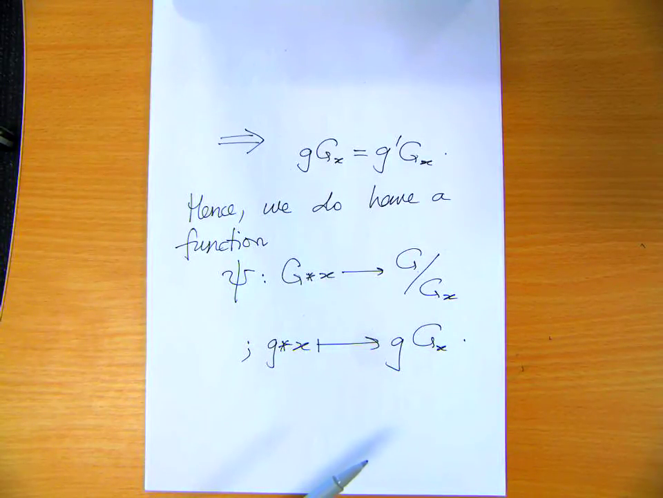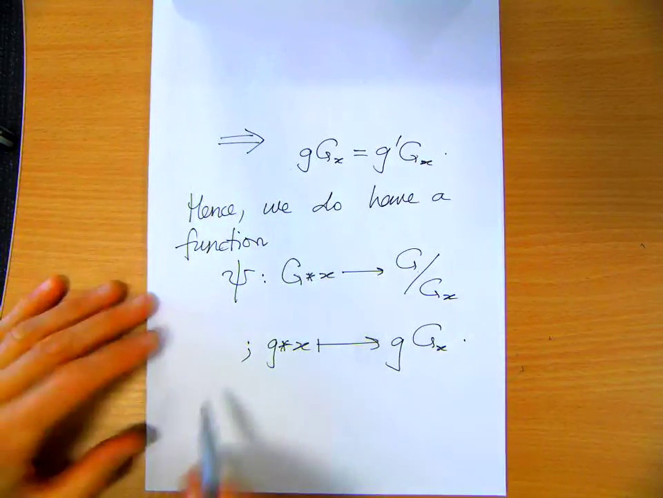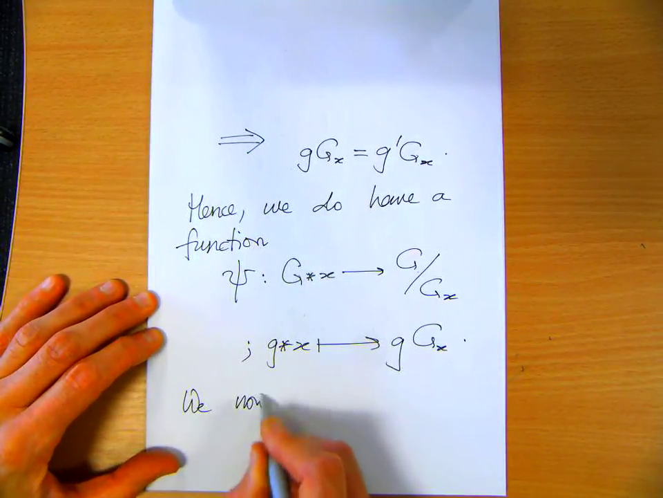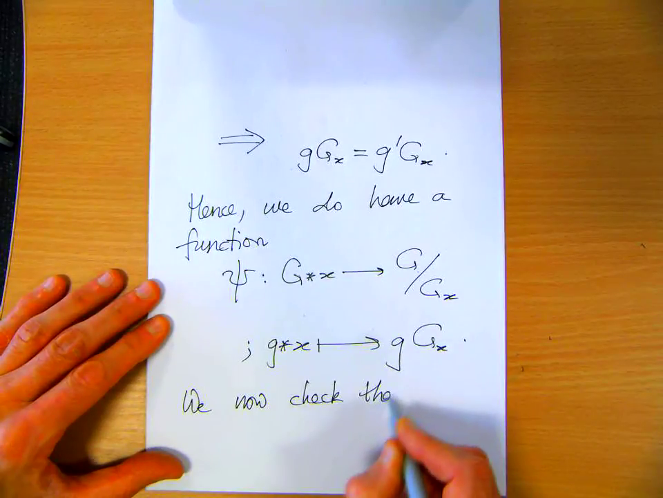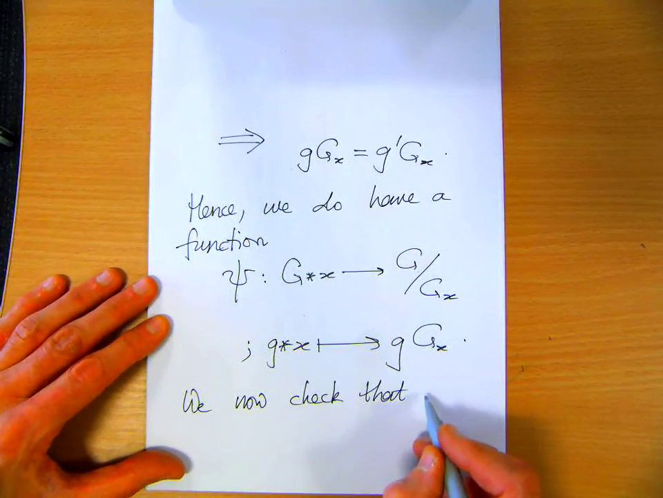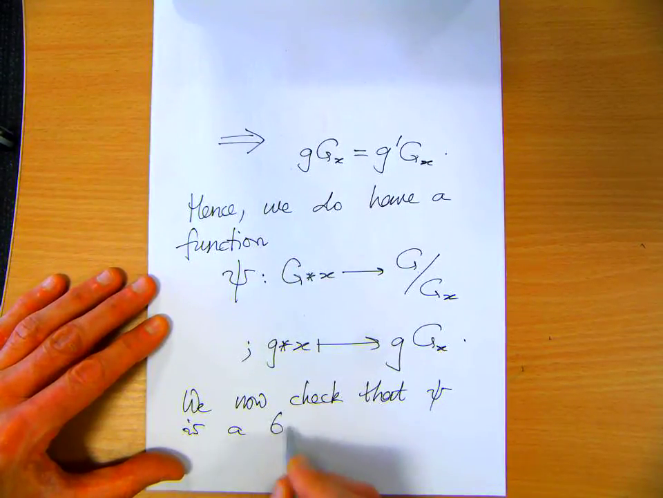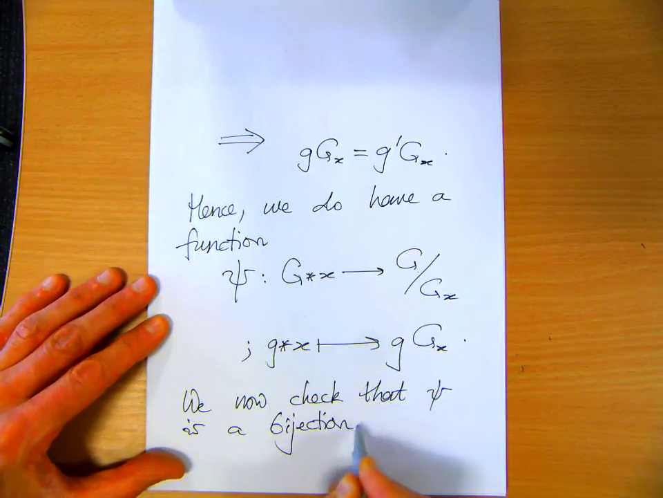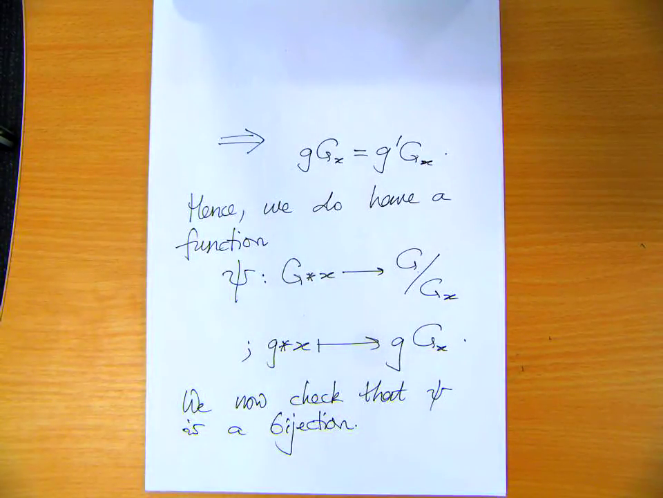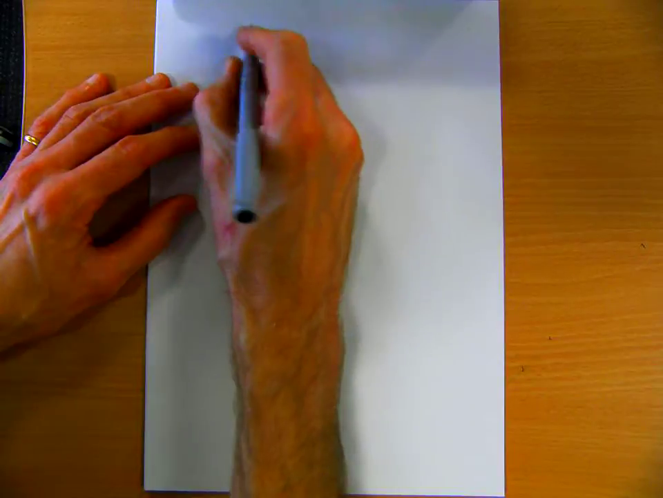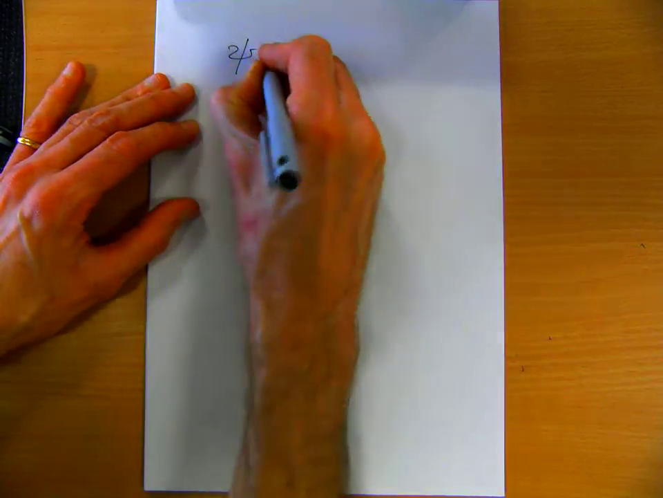And now it's a case of checking that this function psi is a bijection. So we now check that this function is actually a nice function in the sense that it's a bijection. And I think the easiest thing here is just to check separately that it's injective and surjective. So let me just write down psi again.